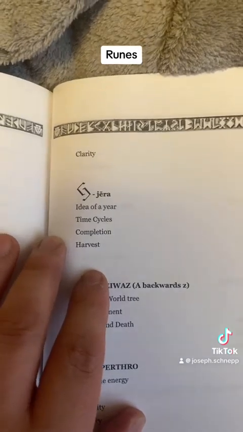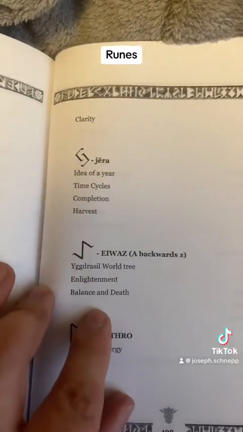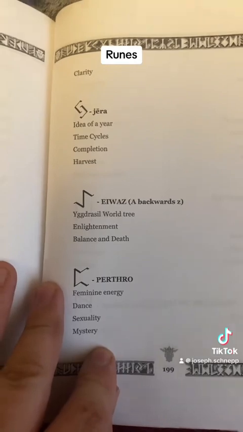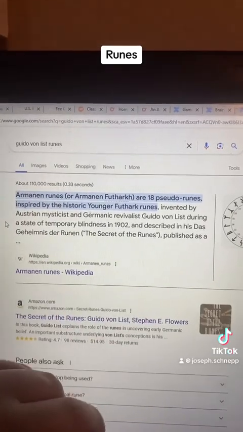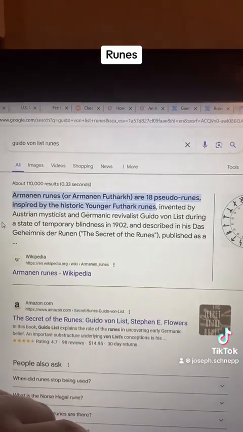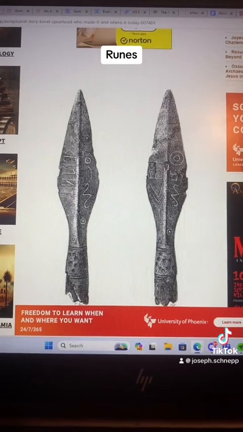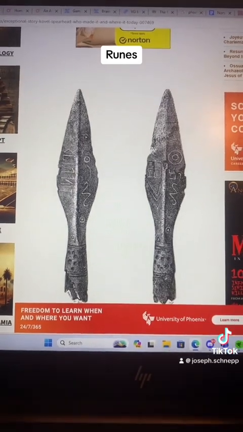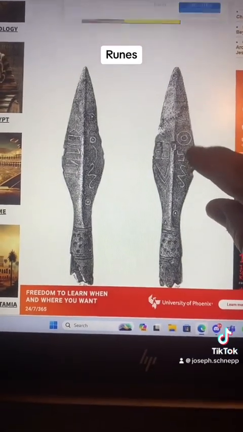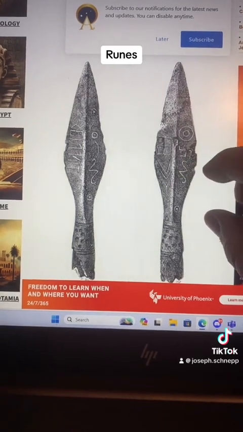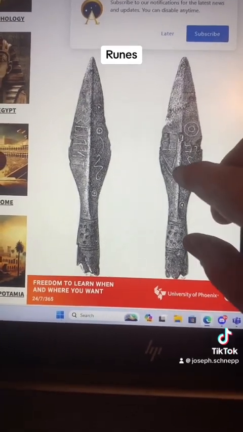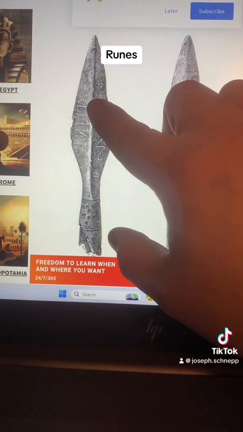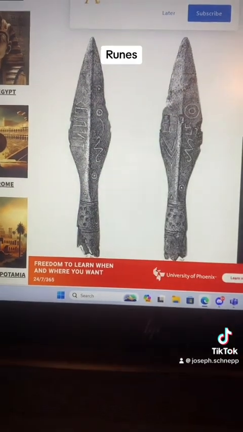So you can see where they have different meanings right here. And you could just see what that says right there. But if you wanted to go into the archaeology, there's something that I've found. This is the Kovel spearhead, and you can see there's one of those symbols that he used, and then it's got different symbols and runes down the side.